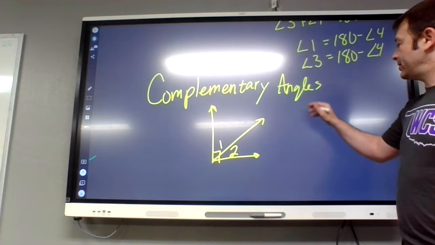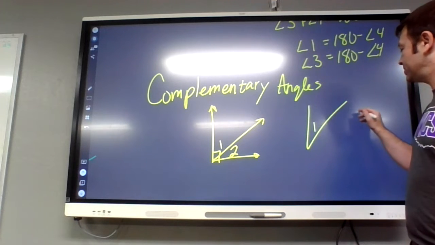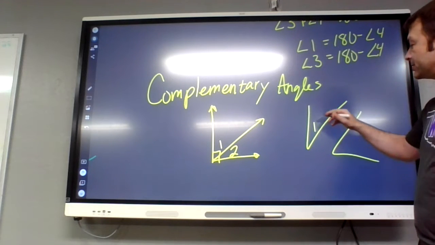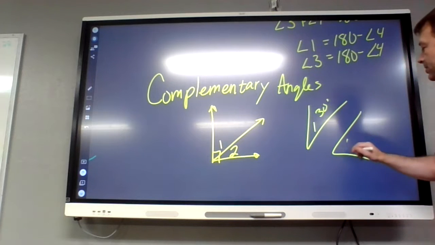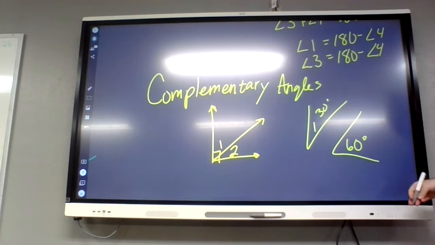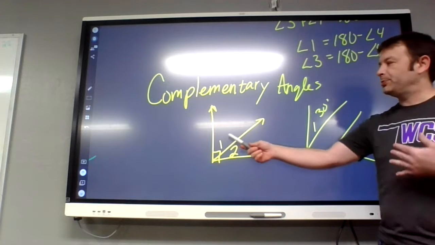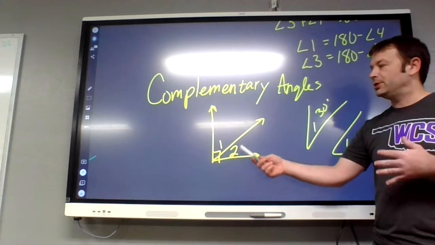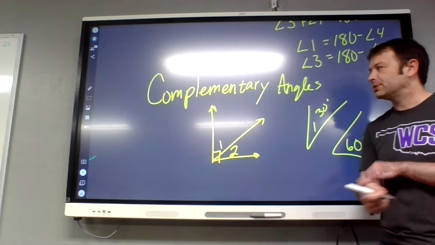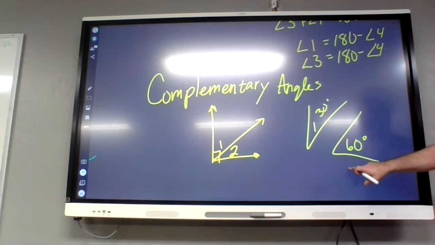It could look like that. They don't necessarily have to be touching. It could look something like this is 30 degrees, this is 60 degrees. These are still complementary angles. They don't have to be adjacent to each other. They just have to add up to 90. You could say angle 1 is a complement to angle 2, or angle 1 and 2 are complementary angles, something like that. Adds up to 90.